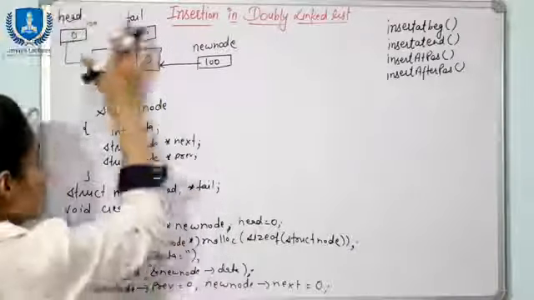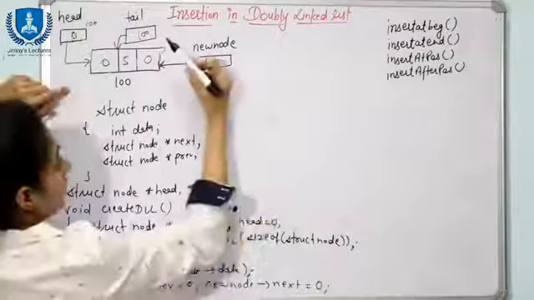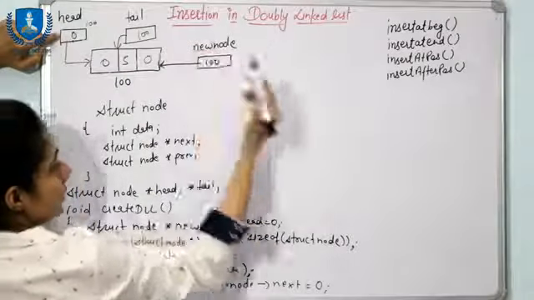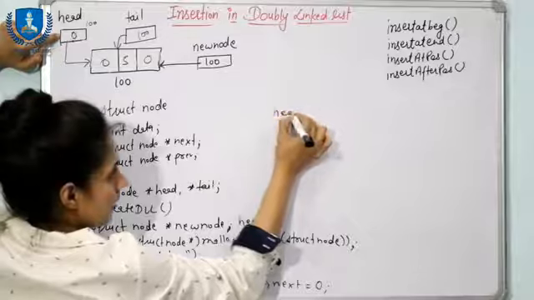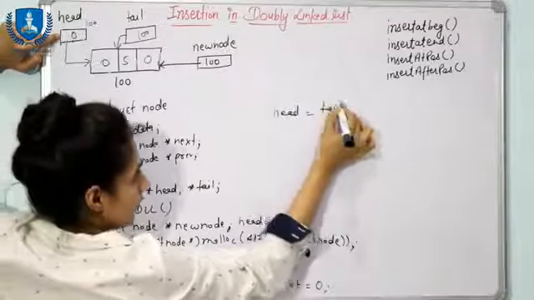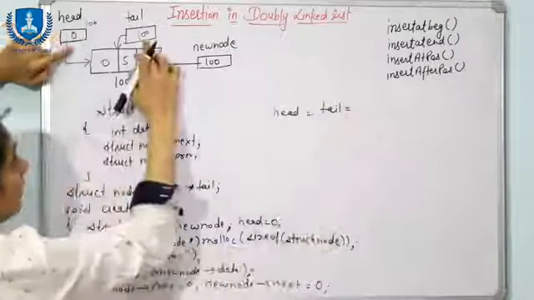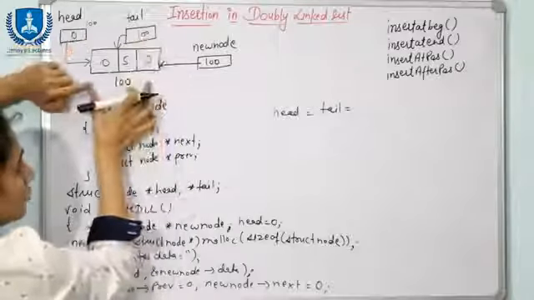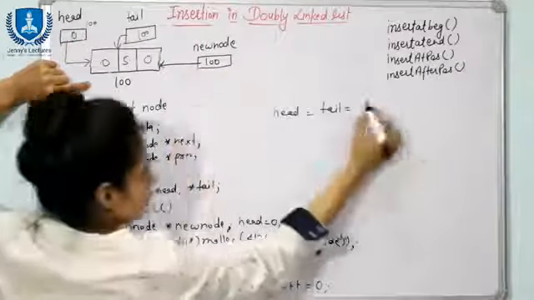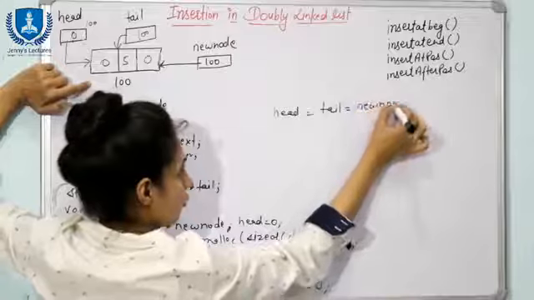Now how will you write this into the code? See, we have just updated the head value and tail value. So here what can I write? Head is equal to tail is equal to, here you will store 100. From where can we get this 100? The address of this is stored in this pointer. So here I can write new node.